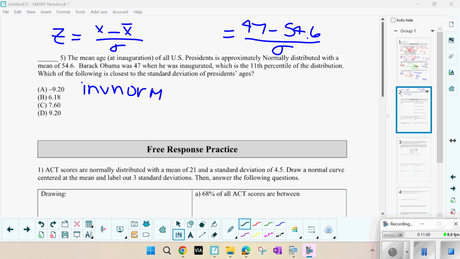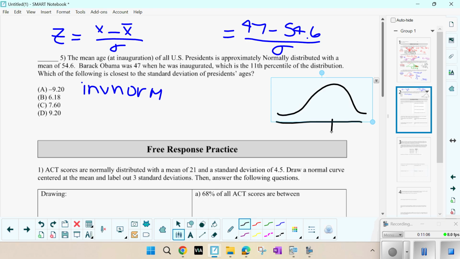And I guess we should rough sketch this here real quick. So here we go. All right, here's our mean. That's 54.6. And then Barack Obama was down here at 47. And this area right here is 11%. That's the 11th percentile. That's what that's telling me. So what we want to know is what is that x value. That's what we're trying to figure out, or a z-score, so we can find our z-score.